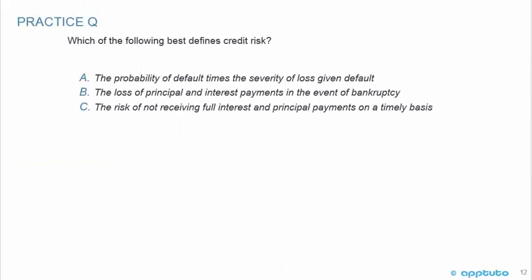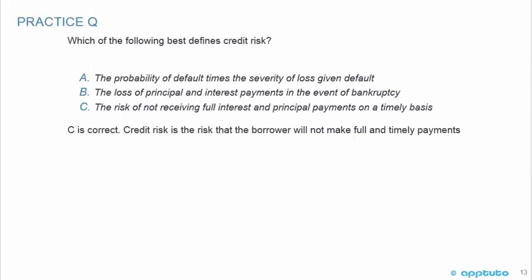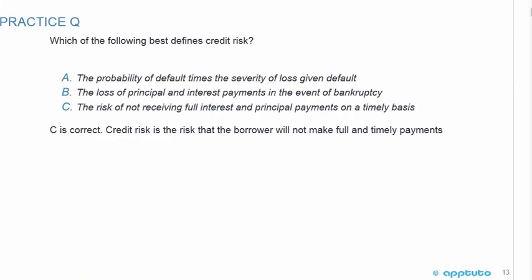And two more quick practice questions to finish this LOS. The first one, which of the following best defines credit risk? A, the probability of default times the severity of loss given default. B, the loss of principal and interest payments in the event of bankruptcy. Or C, the risk of not receiving full interest and principal payments on a timely basis. Okay, C is correct. Credit risk is the risk that the borrower will not make full and timely payments.